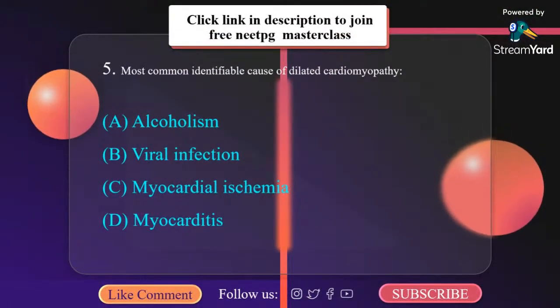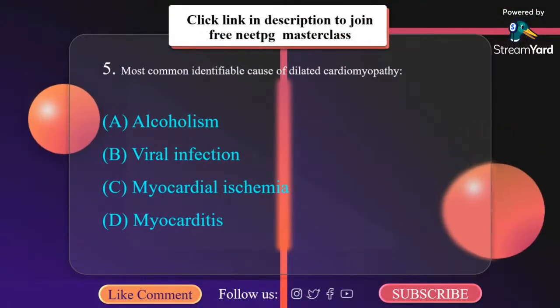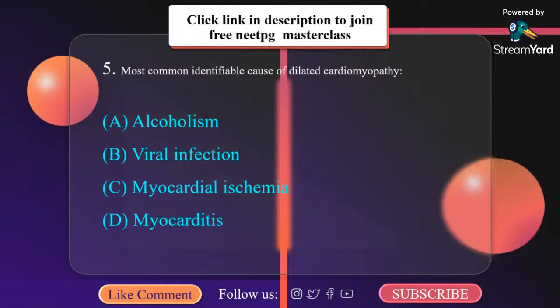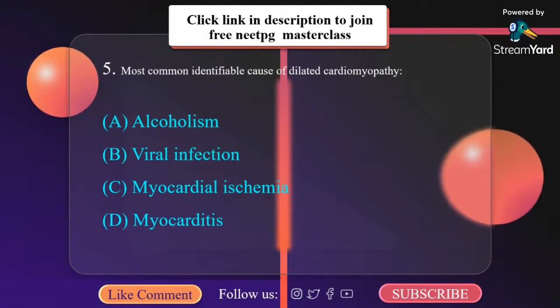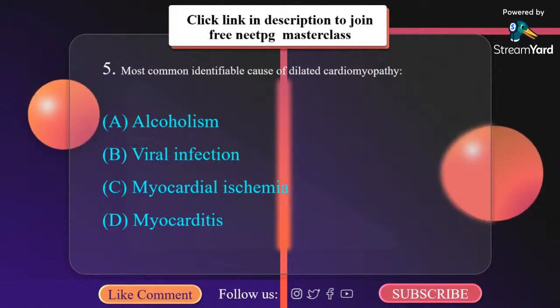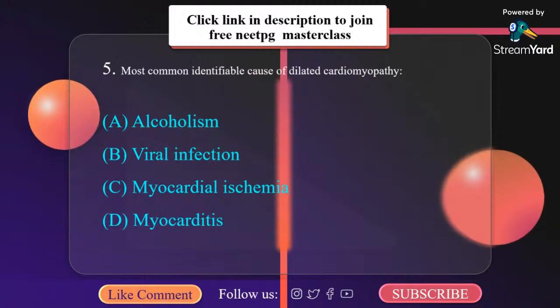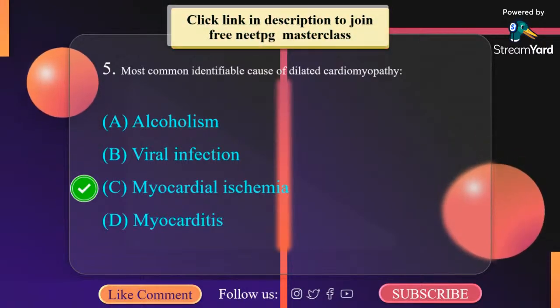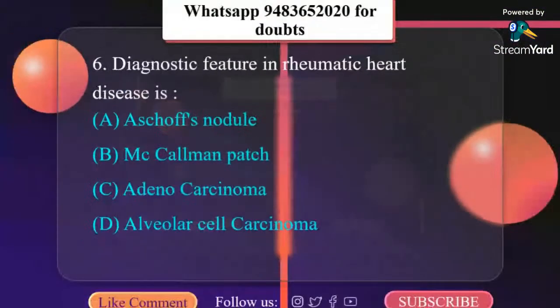Most common identifiable cause of dilated cardiomyopathy is: A. Alcoholism. B. Viral infection. C. Myocardial ischemia. D. Myocarditis. It is myocardial ischemia.